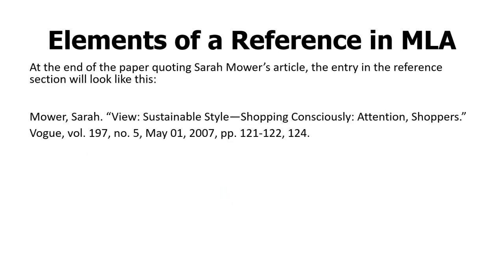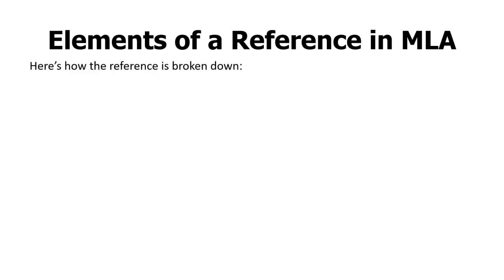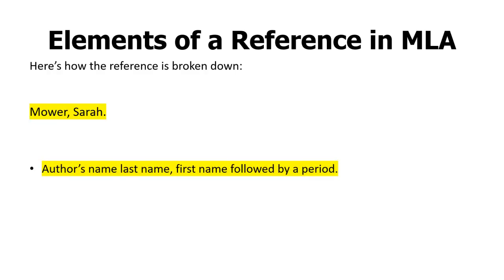Now we will look at the elements of a reference in MLA style. The reference section or bibliography comes at the end of the paper and contains a list of every source used in your paper. The entry for this quote in the reference section will look like this. And here's how the reference is broken down. The first part is Mower, Sarah. This is the author's last name, first name, followed by a period.